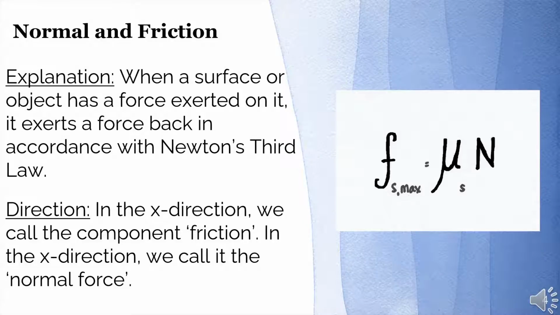The videos also covered normal and friction force. These occur when a surface or object has a force exerted on it. The surface exerts a force back as stated in Newton's third law. In the x direction, we call this component friction. In the y direction, we call it the normal force. In ideal cases where the surface is hard and dry, these two components can be related by the equation on the right. Friction equals mu, a constant, times the normal force.